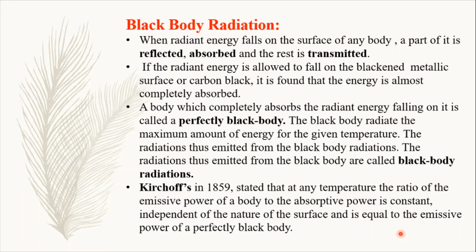Similarly, when radiant energy is allowed to fall on a blackened metallic surface or carbon black, it is found that the energy is almost completely absorbed. A body which completely absorbs the radiant energy falling on it is called a perfectly black body. So whatever radiation falls on that black body gets completely absorbed, and then that body is known as a perfectly black body. The black body radiates the maximum amount of energy for a given temperature. The radiation thus emitted by the black body is called black body radiation. So the main point is that the radiation emitted by the black body is known as black body radiation. Is it okay?